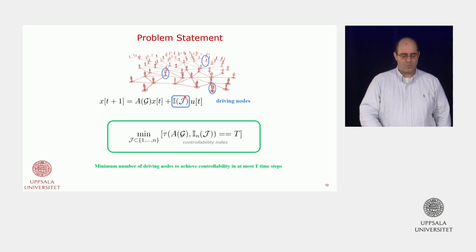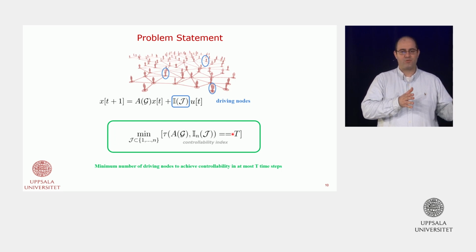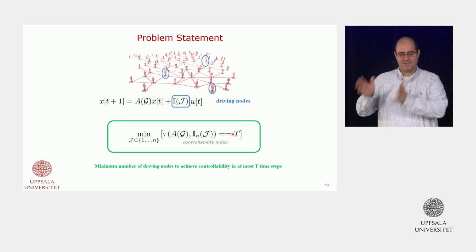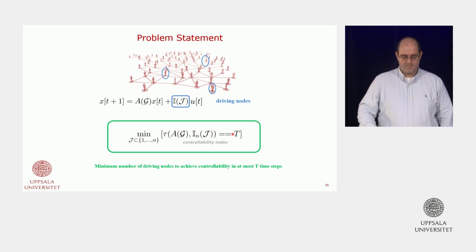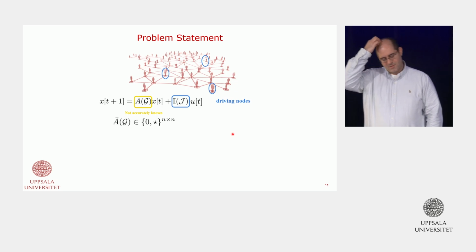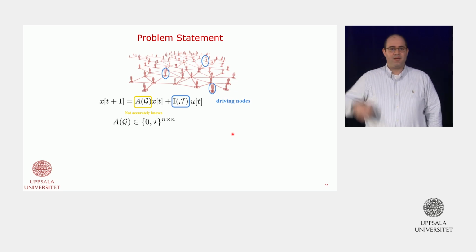That said, our problem statement consists in finding exactly the minimum number of driving nodes, such that the controllability index will be at most a calligraphic T that is described a priori. So in other words, we want the minimum number of driving nodes to achieve controllability in T steps. But what about these dynamics? I mean, what exactly are the values for these dynamics?